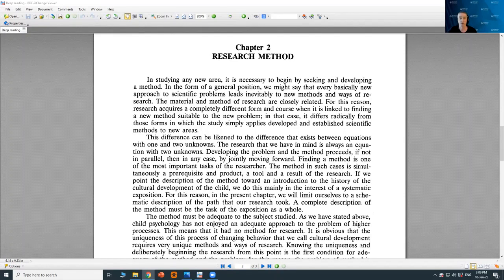In deep reading, we are trying to understand the logic of the author, how the author presents the arguments. Are they consistent? In other words, through deep reading, we are trying to understand what the author thinks about things, or how the author thinks about things. Is there any coherence?